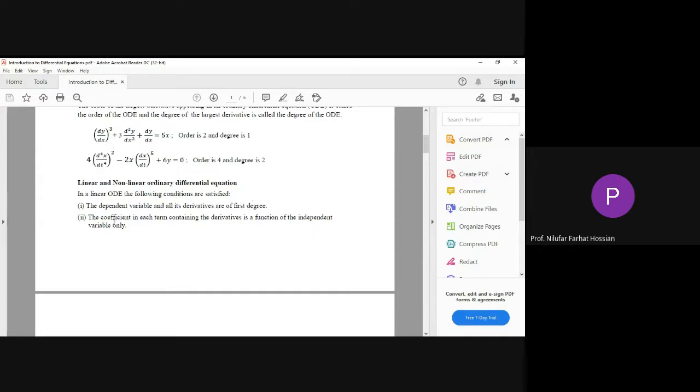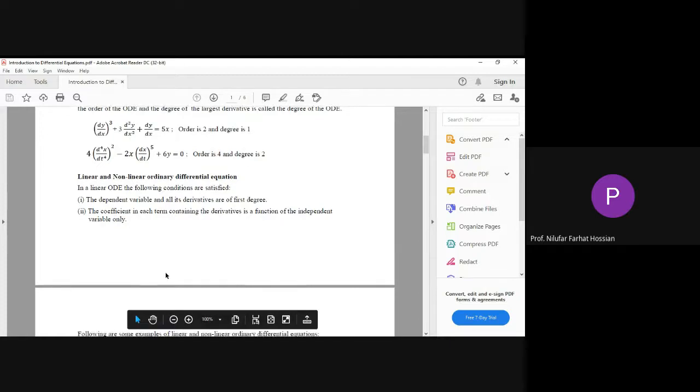The second condition is that the coefficient in each term containing the derivatives is a function of the independent variable only. The terms which contain the derivatives should have coefficients involving the independent variable only, not the dependent variable.